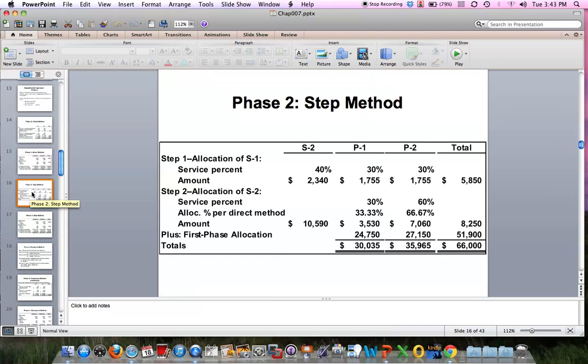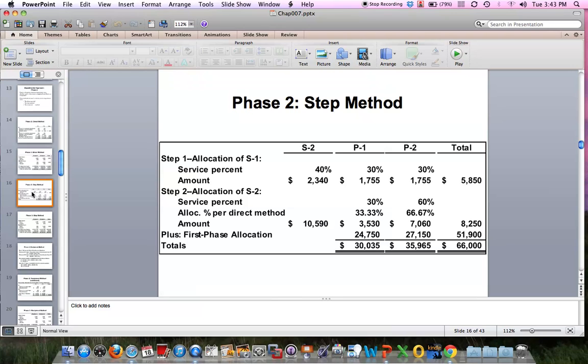Okay, so the next method then, remember there are 3 methods: direct, step, and reciprocal. And so now let's talk about the step method. We're going to use the same assumptions, so nothing's changed. It's just that instead of using direct, we're going to go with step. Page 231 begins to allocate the step method, and it's called the step method because we use a sequence of steps to allocate service department costs to production departments.